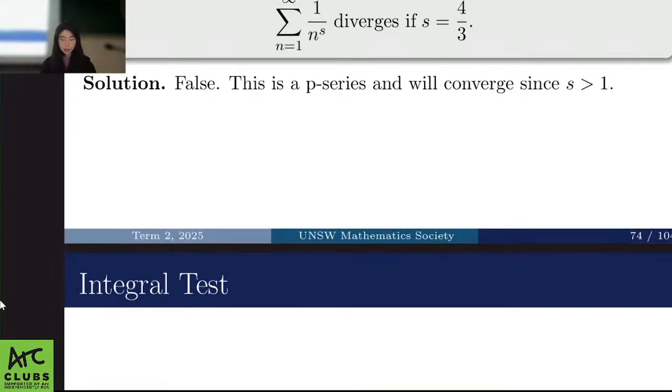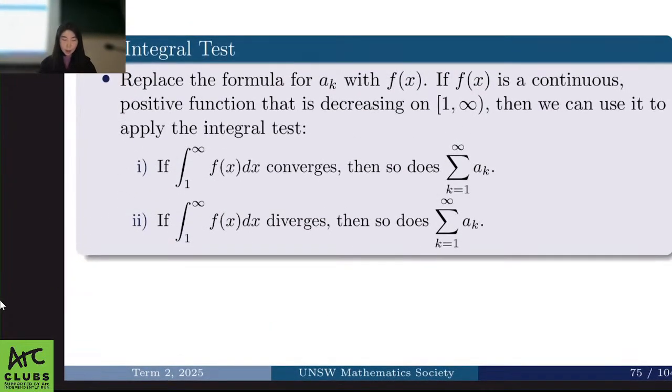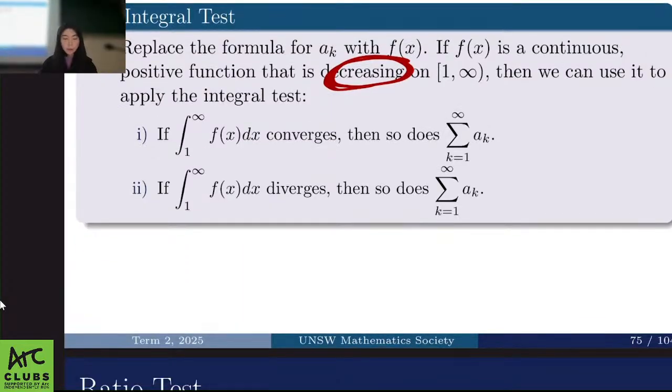Right. Okay. And next one, the integral test. So this is a very useful test. Basically, you can replace the formula for the series with f(x). And if f(x) is a continuous positive function that is decreasing, so this is important, it wouldn't work otherwise, then we can apply the integral test, where if the integral from 1 to infinity of f(x) dx converges, then so does the series, whereas if the integral diverges, then so does the series.